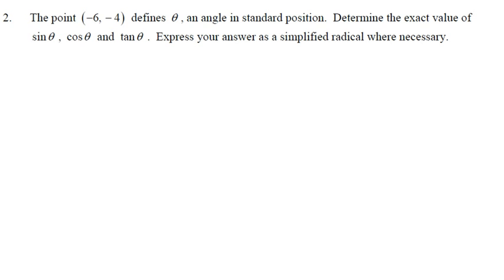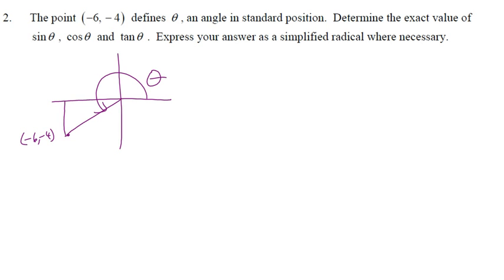What's the first thing we do? Draw it. Find the point negative 6, negative 4. That point is a point on the terminal arm of an angle theta in standard position. There's theta, the angle in standard position. We draw a right triangle, dropping a perpendicular line from the x-axis. What goes on here? Negative 6. What goes on here? Negative 4.